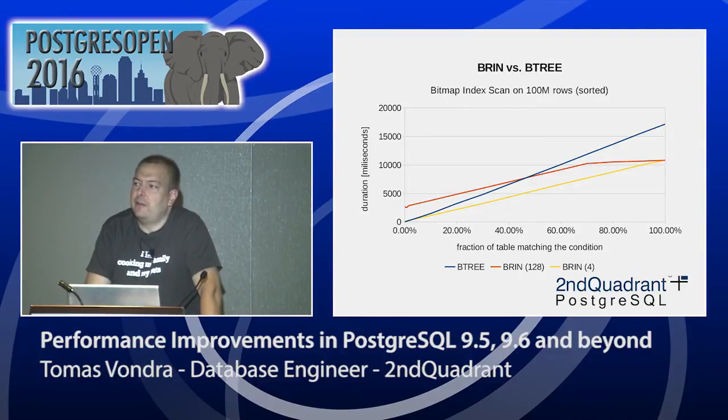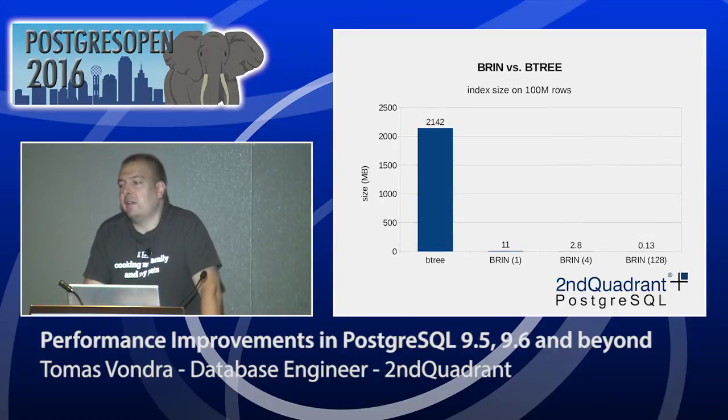If you used a different type of data set, which is not as correlated as this one, you would probably get a slightly worse performance from both the B tree and BRIN indexes. But you need really to consider that when creating the index, right?